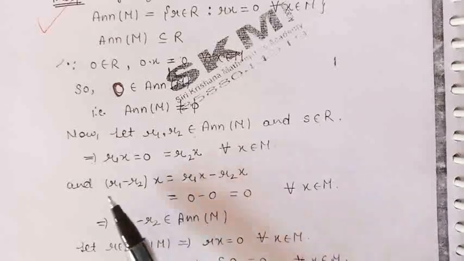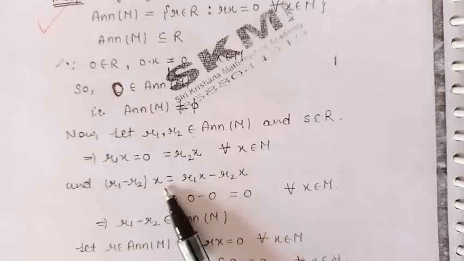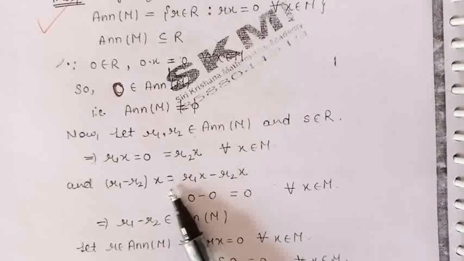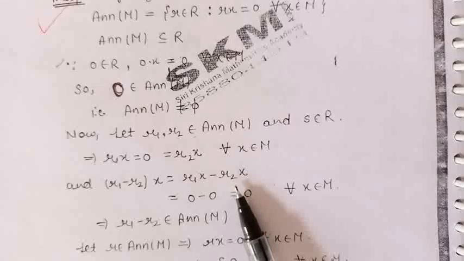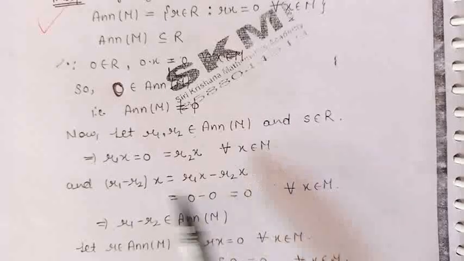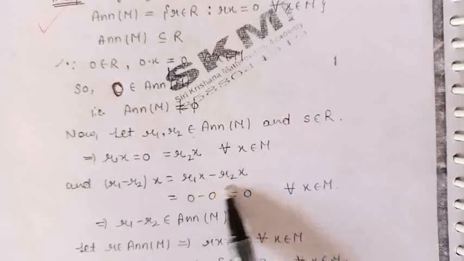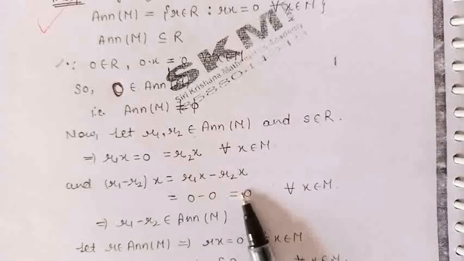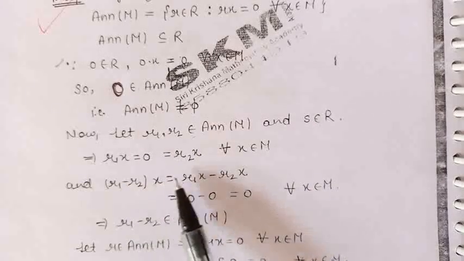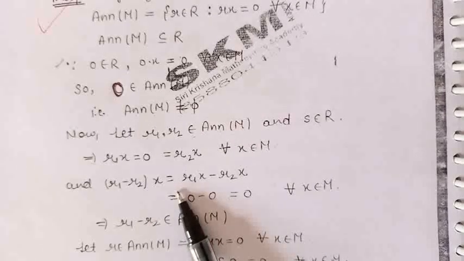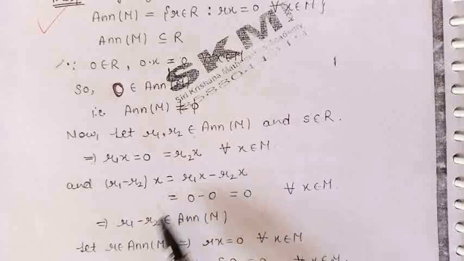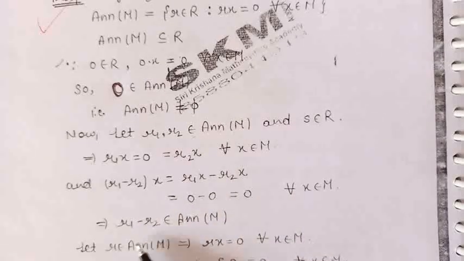So let us find r1 minus r2 into x. This can be written as r1x minus r2x, because M is a module over the ring R. Now from here, r1x and r2x both are 0. So r1 minus r2 into x is 0 for every x belonging to M. So by definition, we can say that r1 minus r2 belongs to annihilator of M.